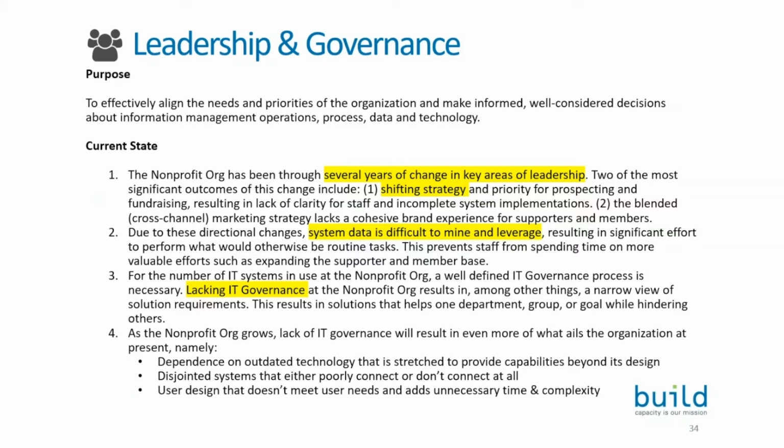In terms of leadership and governance, you can say, well, here are the challenges that we've faced. Here are the opportunities. We've had shifting strategies and leadership. We need to shore that up. System data is difficult to mine and leverage because of directional changes. We lack an IT governance framework, just to organize some things that we typically see at nonprofit organizations from a leadership and governance standpoint.